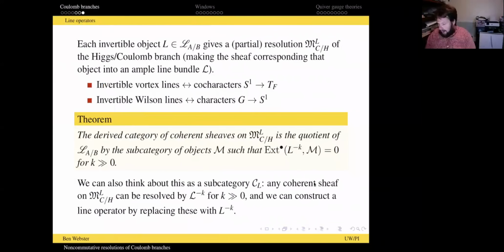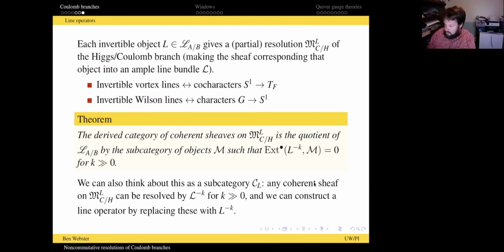So one way that this can happen is actually via some kind of abstract nonsense. If I have an invertible object, an invertible line operator, and again, remember, for my purposes, line operators are basically a monoidal category. So I mean that there's some other object you can tensor it with and get the identity line. Then that gives you a partial resolution of the Coulomb branch, if it's an A twist, and the Higgs branch, if it's in the B twist.